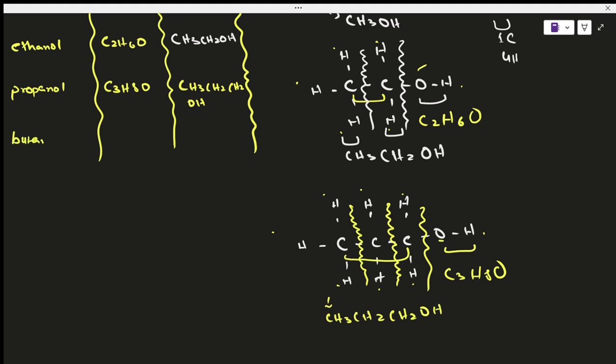And if you were to draw the structure again, so this is 4 carbon. You've got hydrogens all the way.